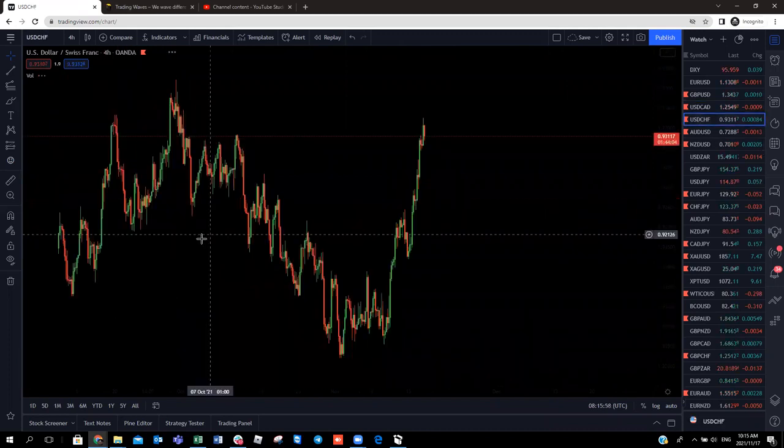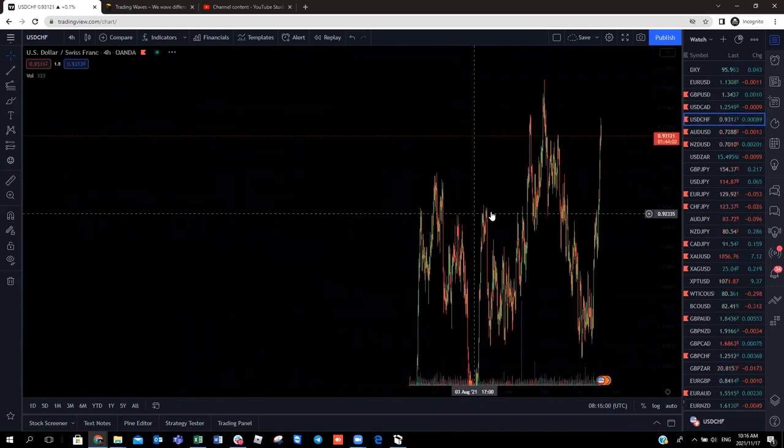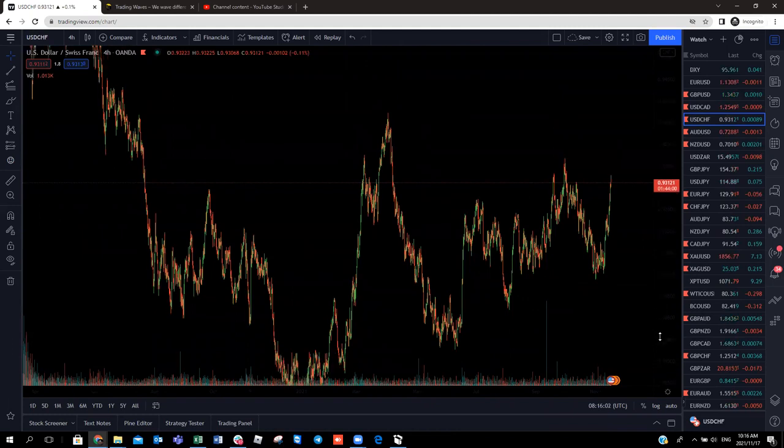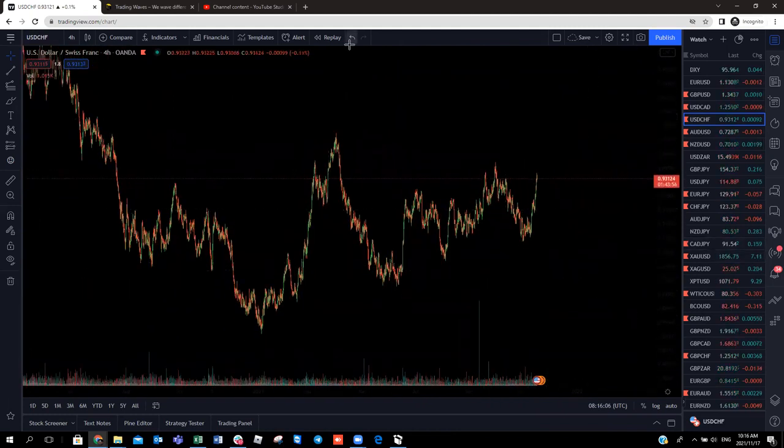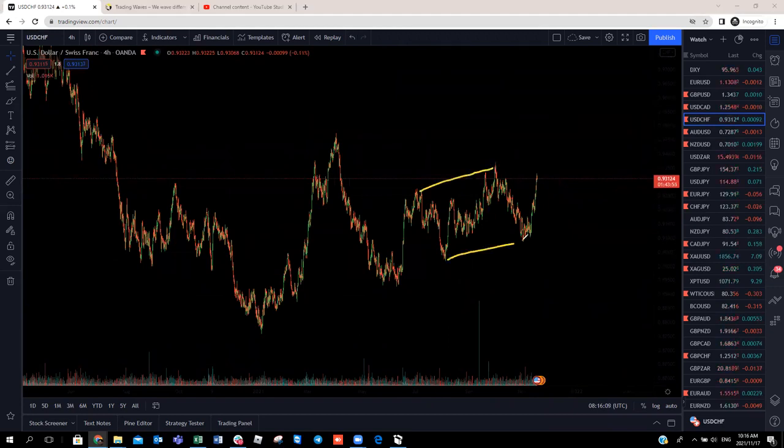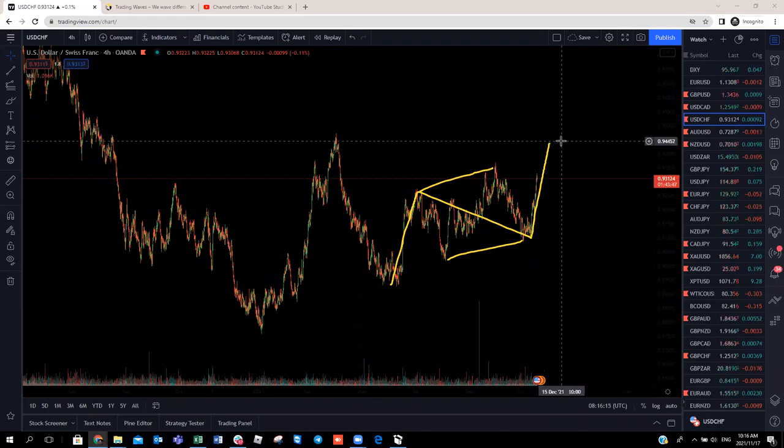US dollar CHF. Okay, so US dollar CHF, let's have a look at this structure. So the structure on US dollar CHF may have changed like this. So let's have a look at this. If you look at this, there is a running flat here on US dollar CHF that is playing out like this. So we could be getting the US dollar CHF to come back around 94, 95 to retest this top.